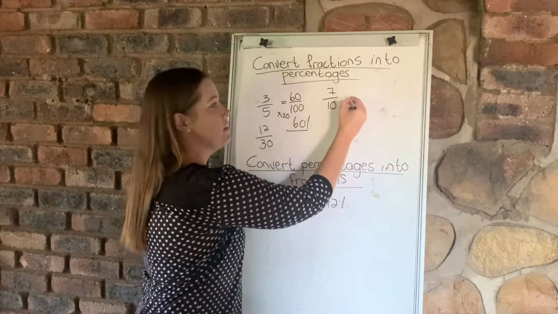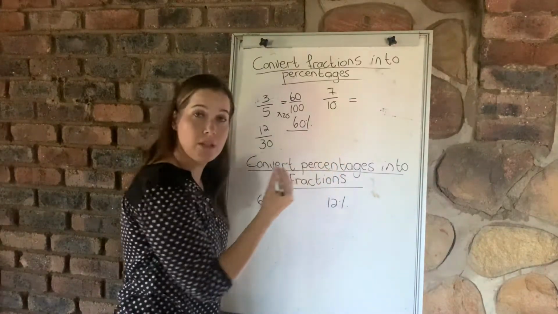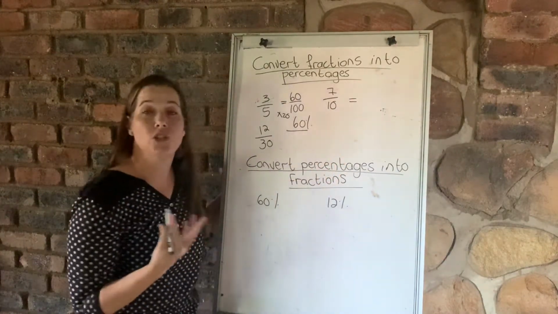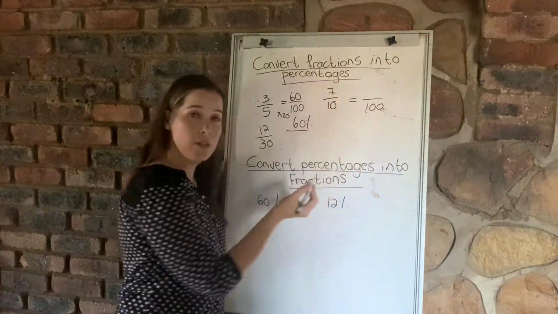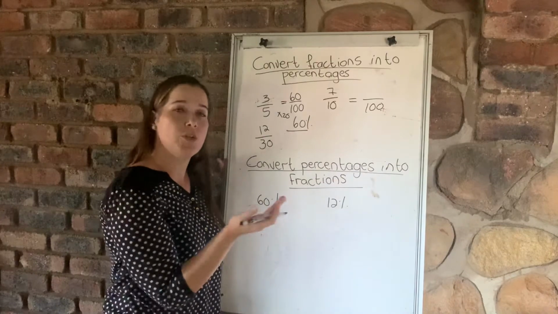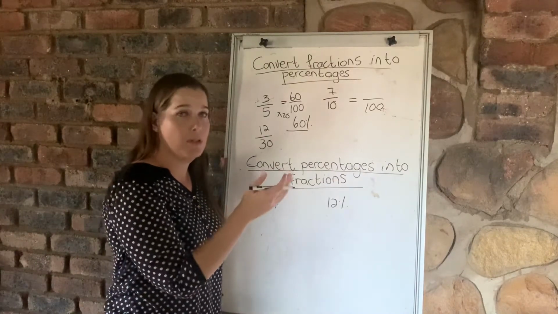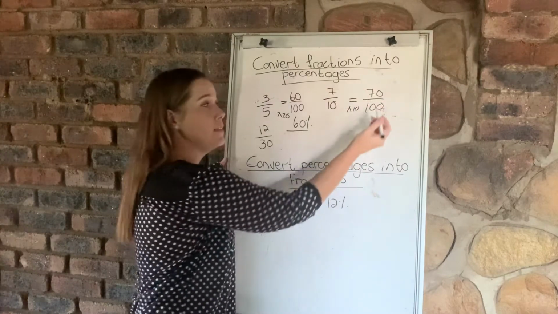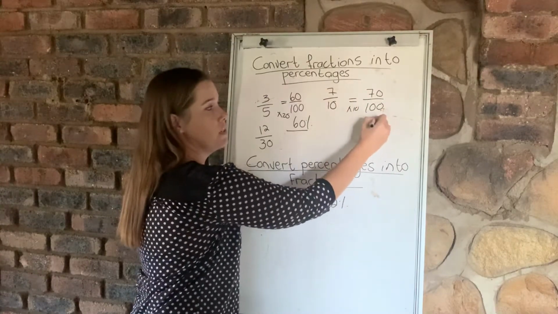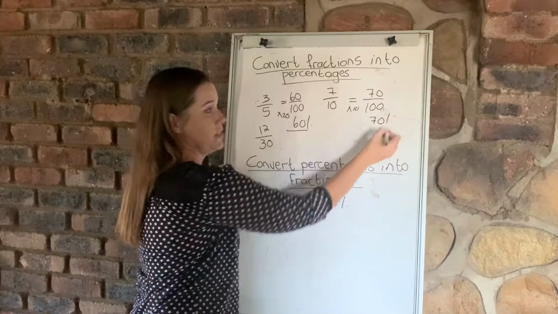7 over 10, again, we have to change our denominator to 100 because all percentages are out of 100. What did I do with the 10 to get to 100? I times by 10. What I do at the bottom, I do at the top. So 7 times 10 is 70. 70 over 100 gives us 70%.